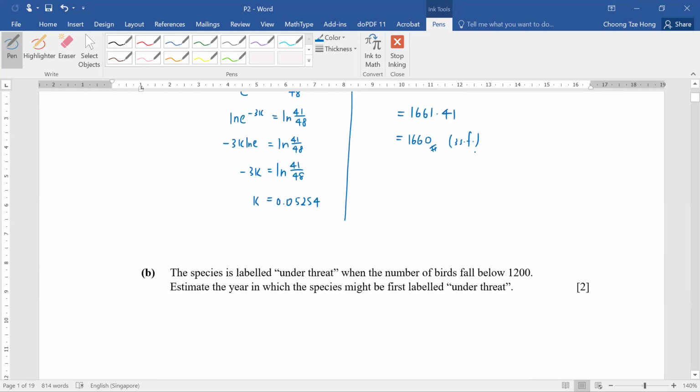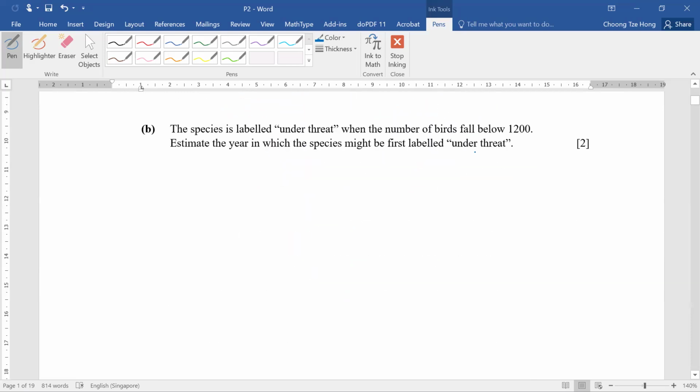Okay, so still not too difficult for our first question. Okay, let's take a look at part B. The species is labeled under threat when the number of birds falls below 1002. So estimate the year in which the species might be first labeled under threat.